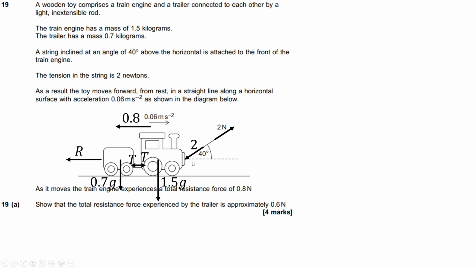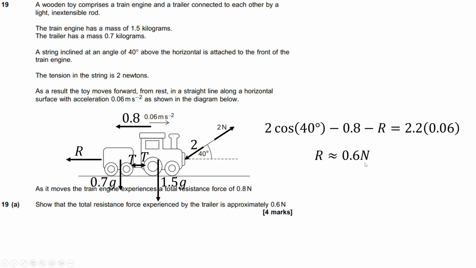So we've got 2 cosine 40 degrees acting to the right, take away 0.8, take away R, and that equals the total mass, 0.7 plus 1.5, which is 2.2, times the acceleration, 0.06. Just rearrange, and you'll get R as approximately 0.6 newtons, which is what we wanted.